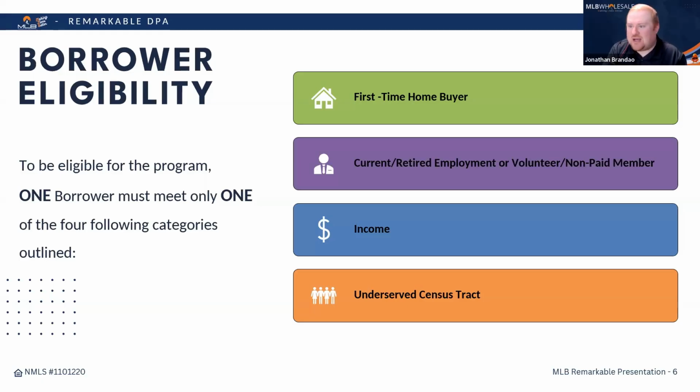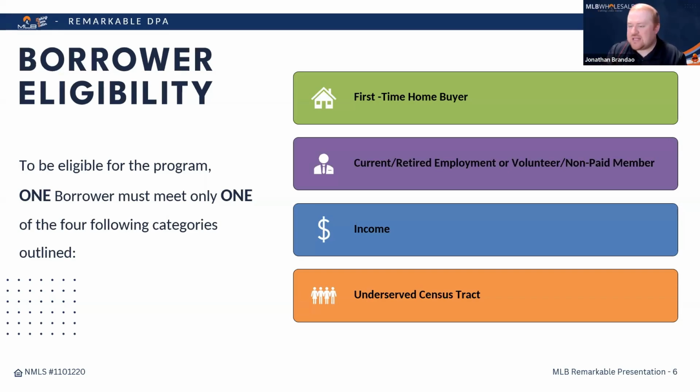So let's say you have a husband and wife. If the husband meets one of these categories, you're good to go. Now, both borrowers still need to meet your FICO requirements. They still need to fit within the other parameters we've talked about already. But from these categories, only one borrower has to do so. So let me talk about them in basics, and then we'll talk about some details. I'll give you some examples.